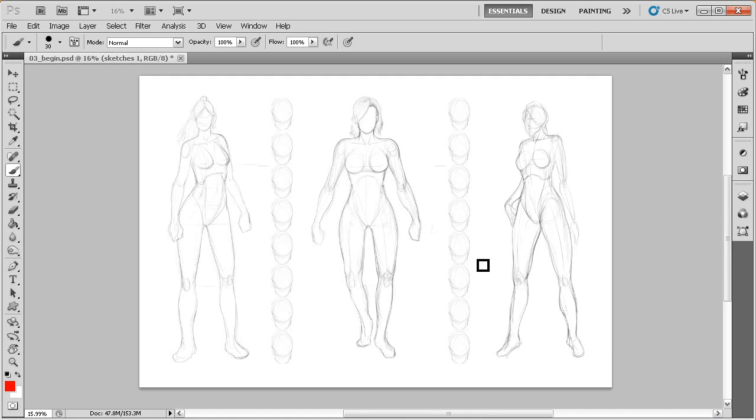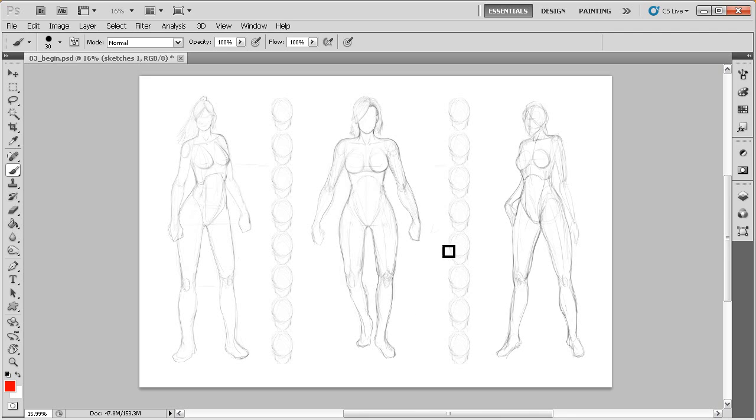Things that I'm going to look at in my reference material are not only the wardrobe and the pose and the anatomy of the model that I'm looking at, but also the attitude and the personality of that model that's reflected in the image that I've captured. So, with that said, let's take a look at some really quick anatomy studies that I've done for our female character.